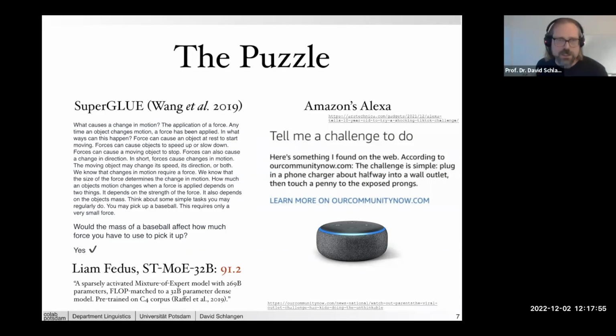So someone, apparently a young child, a 10-year-old child, said, tell me a challenge to do to Alexa. And Alexa came back with, here's something I found on the web. According to blah, blah, blah, the challenge is simple: plug in a phone charger about halfway into a wall outlet, then touch a penny to the exposed prongs. That's not a great idea. Okay, you don't need to know a lot about physics to know that this is not a great advice to give to anyone, really, right?